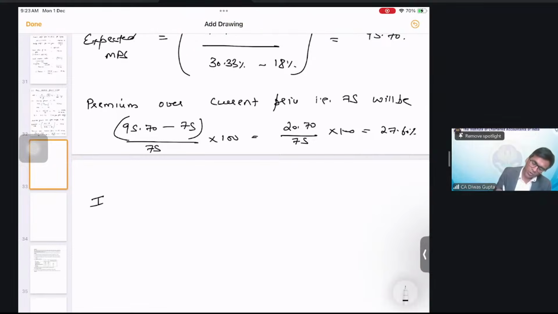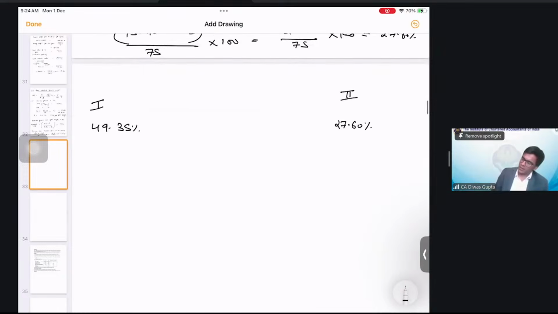Now we can compare both the options, right? First and second. In the first option, 49.35% is the premium that the company is ready to pay. And using the second option, 27.60% is the premium that the company will be ready to pay. Okay. Now, during the course of negotiation, the third part is asked to us.